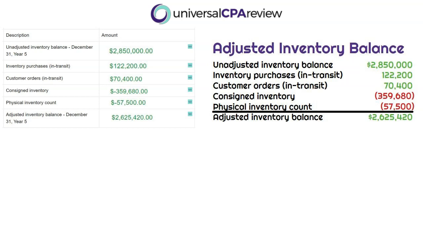So that was a great simulation because we had to really focus on, okay, what are all the potential reasons a company would need to adjust their inventory balance at the end of the year, right? We talked about inventory purchased, customer orders, and we really had to focus on the shipping terms. We talked about consigned inventory, and then we also talked about that physical inventory count, which most companies do on the last day of the year, right? So those are 4 key areas that we need to understand that could impact the company's inventory balance. So great simulation, and really focus on making sure you understand this in detail.